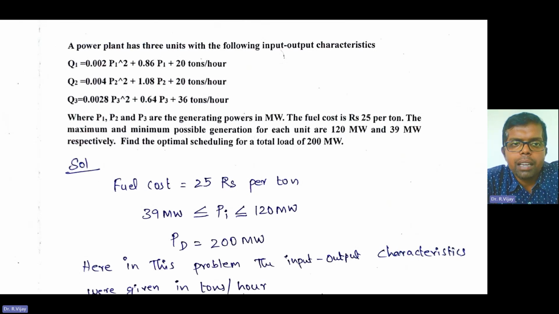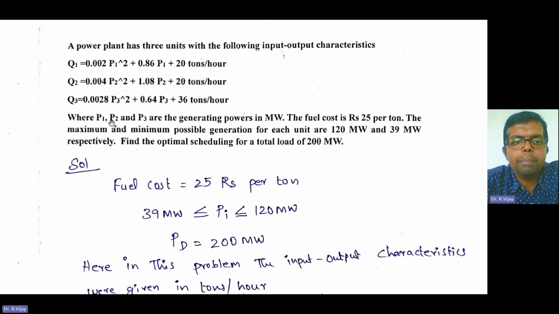Here, the problem is a little bit confusing. Data is given. Take down this problem. A power plant has three generating units with the following input and output characteristics. Q1 is equal to 0.002 P1 squared plus 0.86 P1 plus 20 tons per hour. Q2 is equal to 0.004 P2 squared plus 1.08 P2 plus 20 tons per hour. Q3 is equal to 0.0028 P3 squared plus 0.64 P3 plus 36 tons per hour.